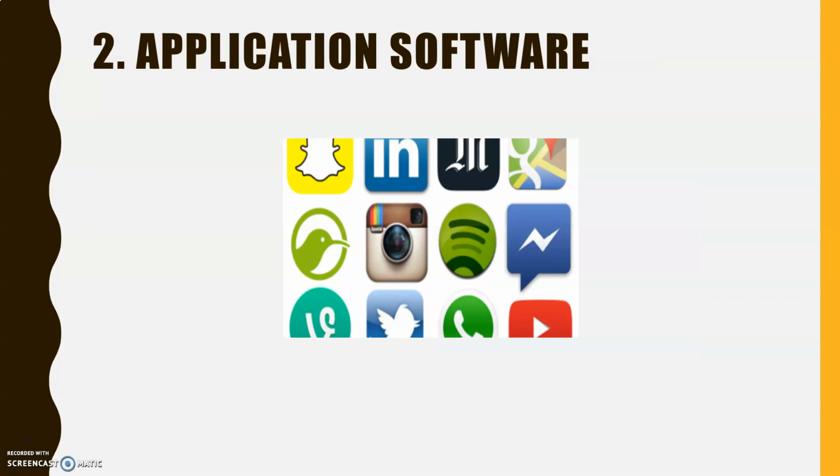Now we are done with our system software. It had two subparts: operating system, which we have done, and utility programs, which we have done. Now next to system software is application software. Now what is this application software?